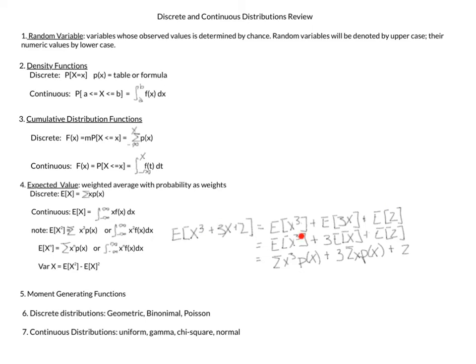So the expected value of x to the third is just x to the third times the probability that x takes that value. You can pull out the 3, and that's 3 times x times the probability of x. And then the expected value of 2 is just 2.